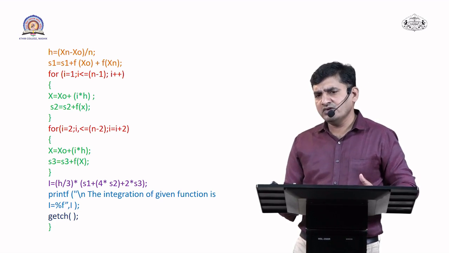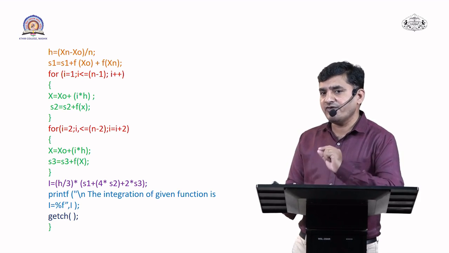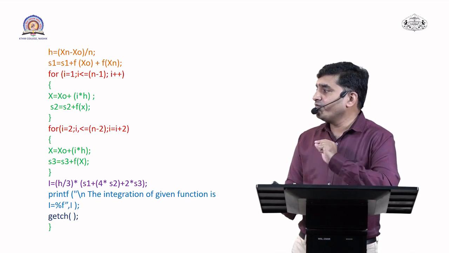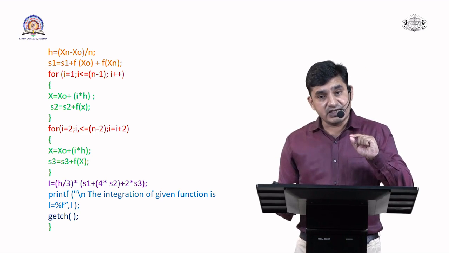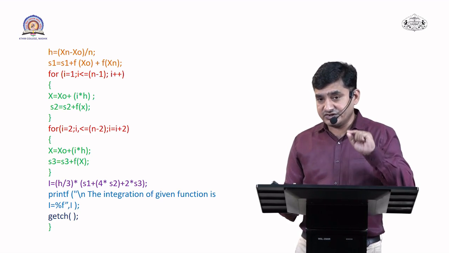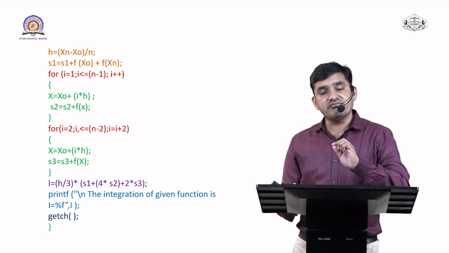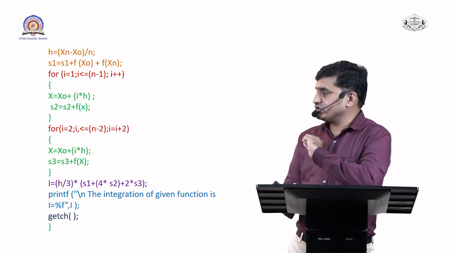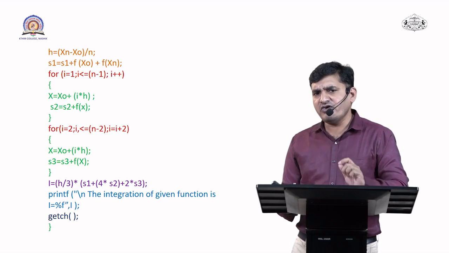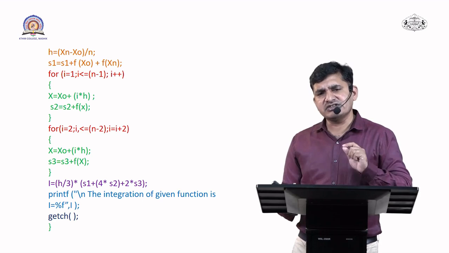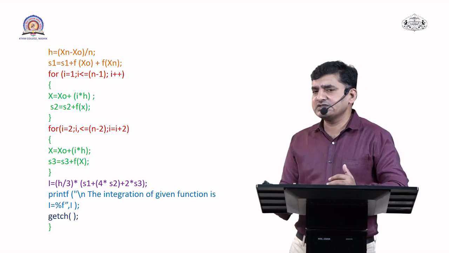Okay, now the integration is h by 3 into s1, meaning f of x0 plus f of xn, plus 4 into s2, meaning f of x1 plus f of x3 plus f of x5 and so on up to f of x n minus 1, plus 2 into s3, that is, 2 into all even terms, that is f of x2 plus f of x4 plus f of x6 and so on up to f of x n minus 2.